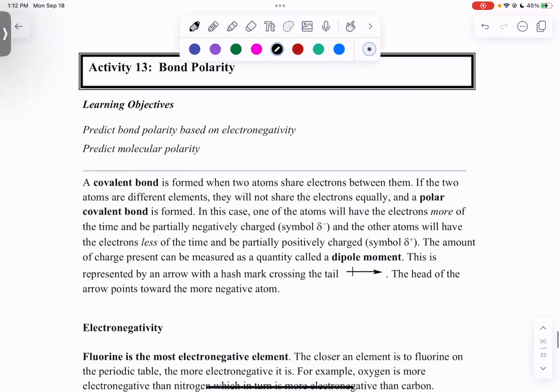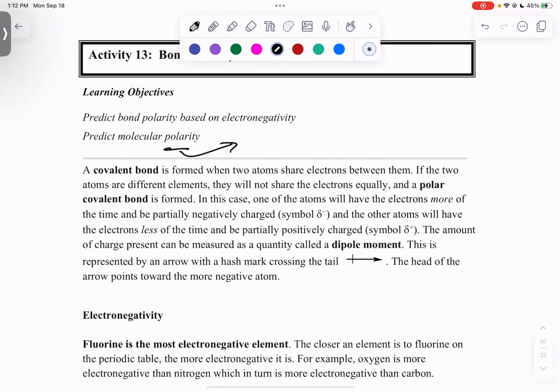So polarity of a molecule is determined by if a part of the molecule is partially positive and then another part of the molecule is partially negative.